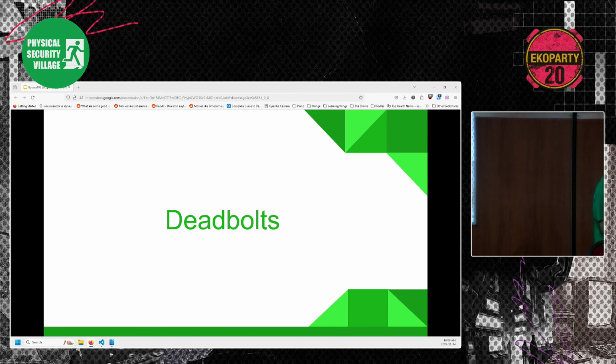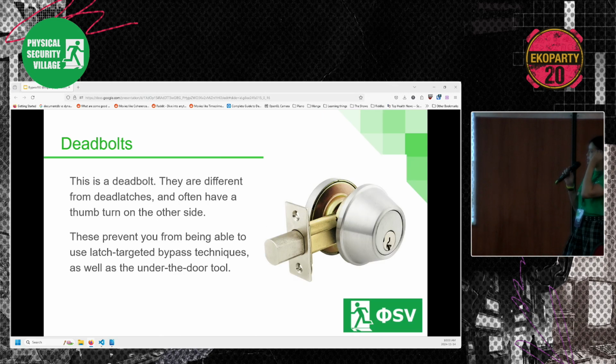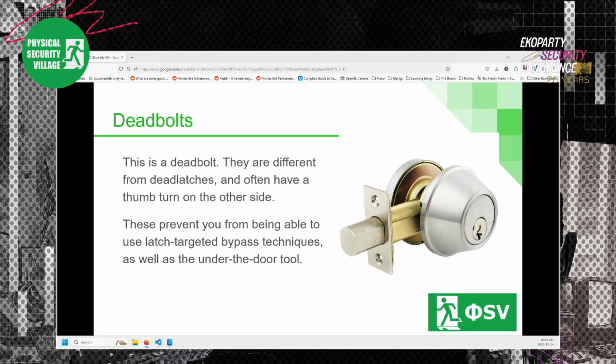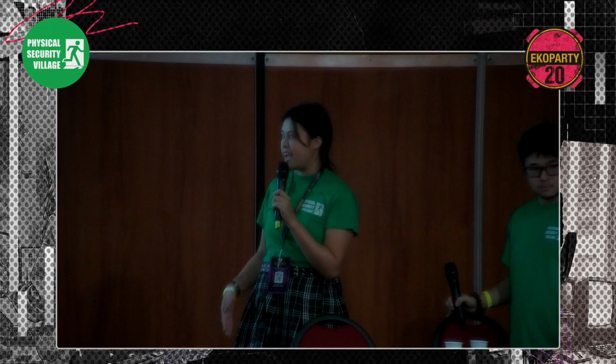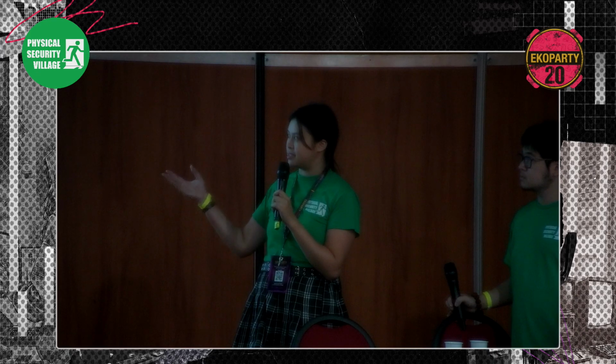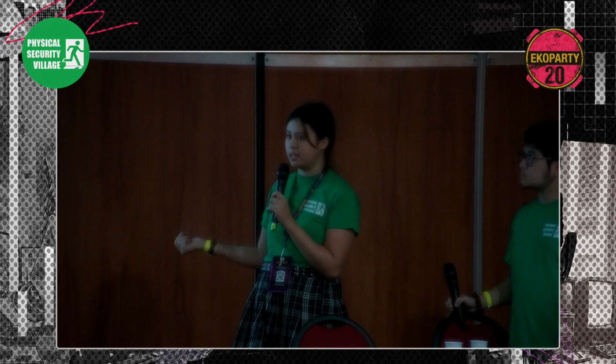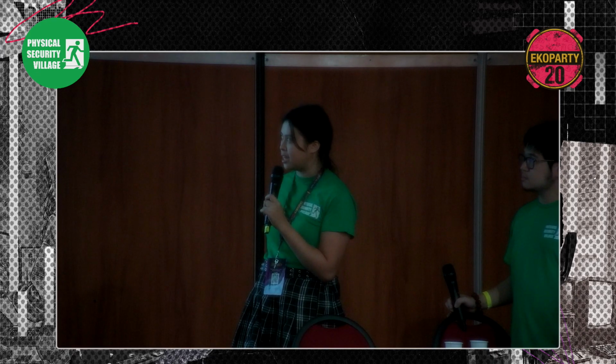Okay, so next I'm going to be talking about deadbolts. So this is a deadbolt. They are different from dead latches that I talked about earlier, and you'll usually see these with a thumb turn on the other side. Like I mentioned in the previous presentation, these actually prevent you from using latch-targeted bypasses and under the door tools, because that bolt can only be pulled in using the little thumb turn on the other side.